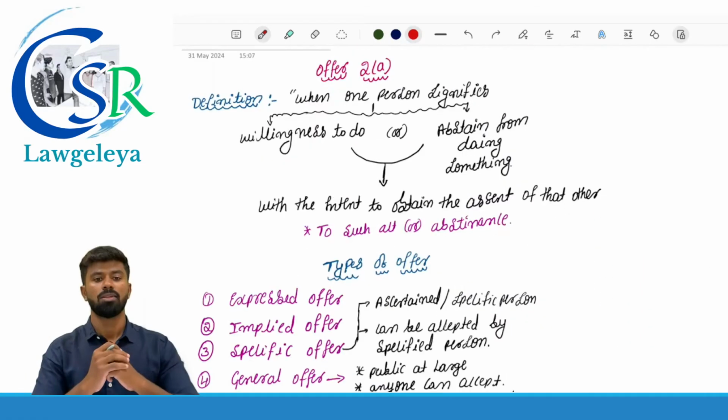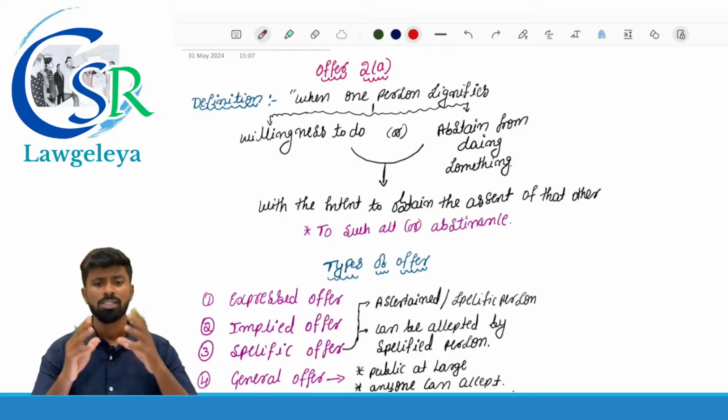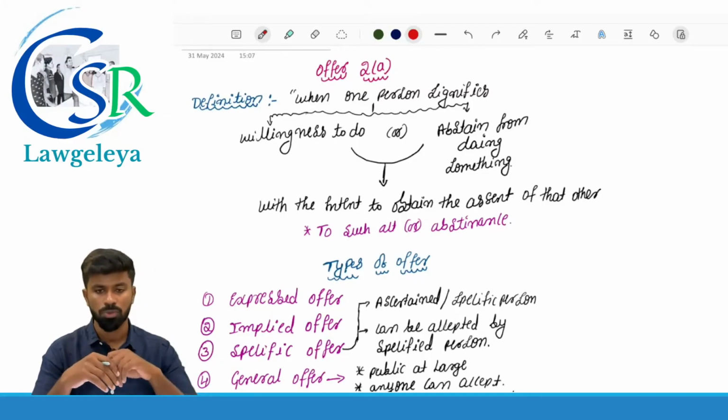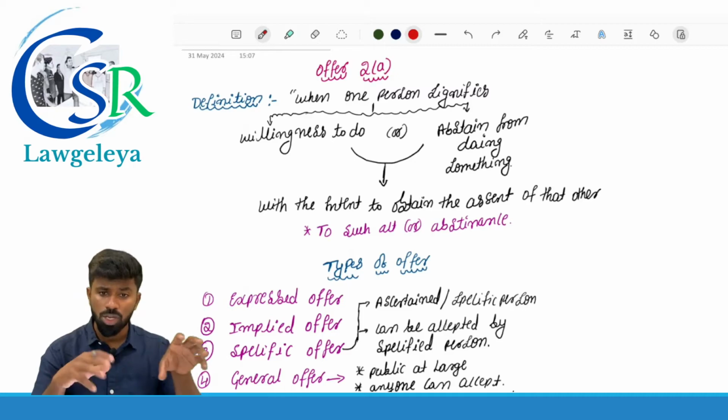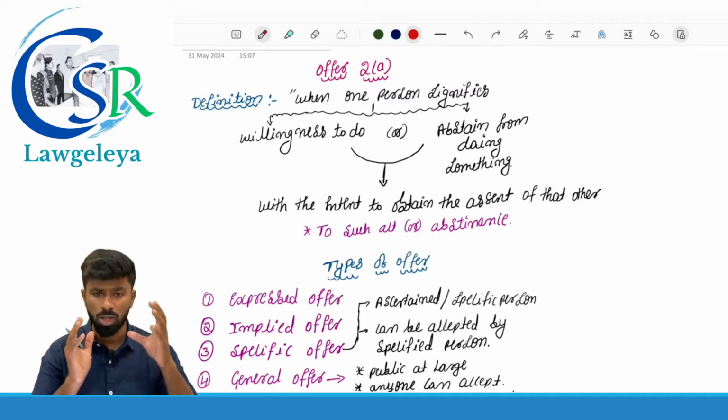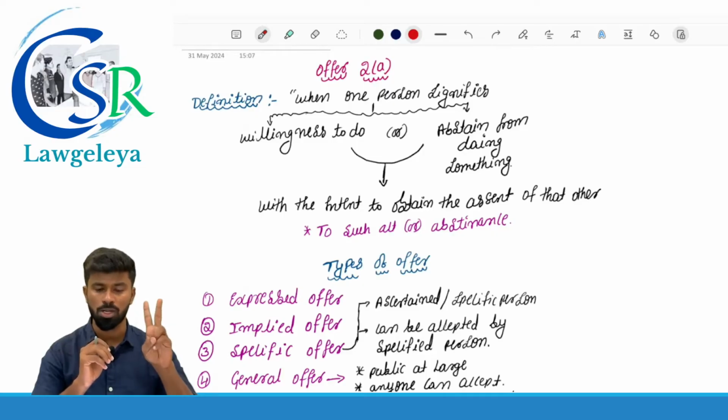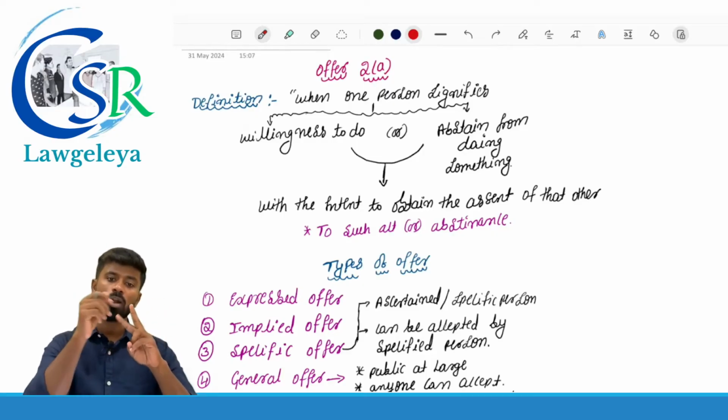Next topic, offer. Section 2A defines the word what? Offer. So what is offer, sir? When one person signifies his willingness to do or abstain from doing something with the intent to obtain the assent of that other person to such an act or an abstinence is said to make what? Offer or a proposal. So in an offer there should be minimum how many parties? 2 parties, offerer and offeree. So what offerer does?